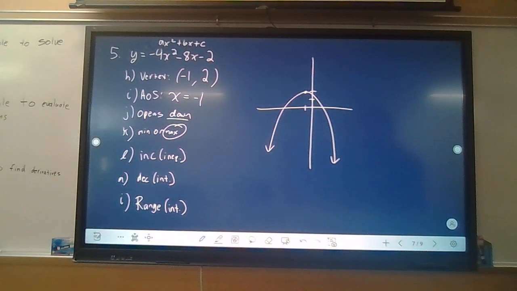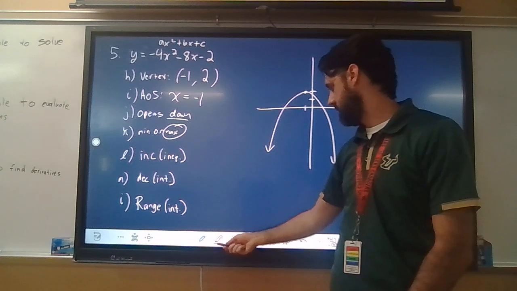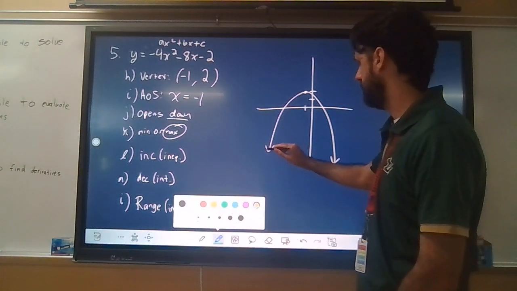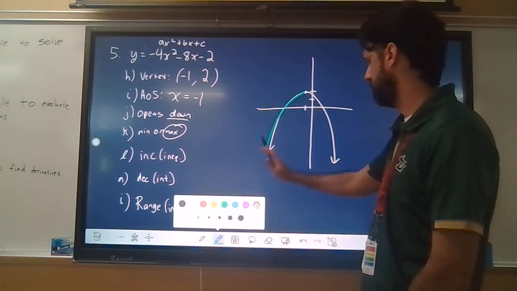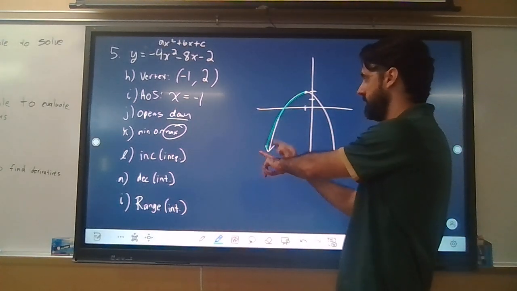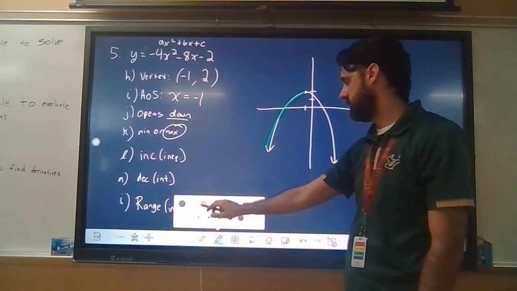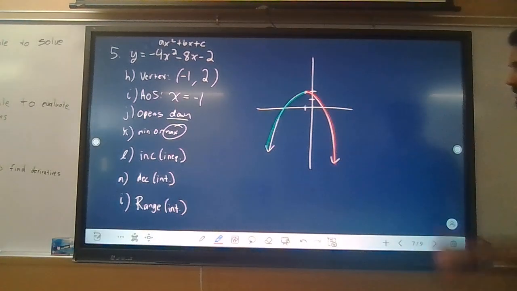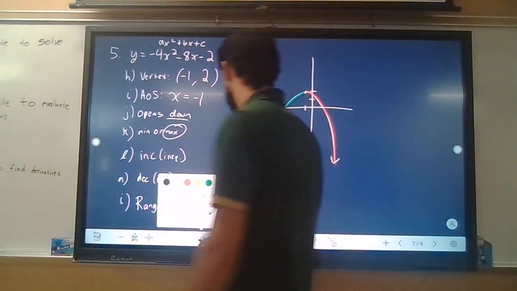Now, increasing in interval notation. So let's see. The graph is going to be increasing right here from left to right. Even though it's pointed down, from left to right, the graph is going up. And then it switches and it decreases right here. From left to right, it's going down. All right, so let's tackle increasing first.